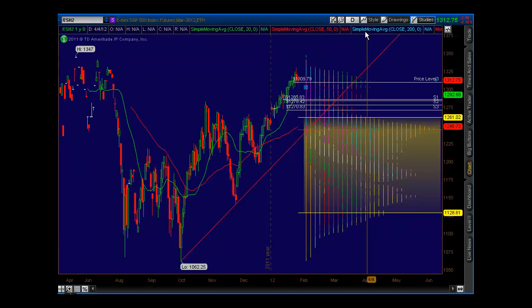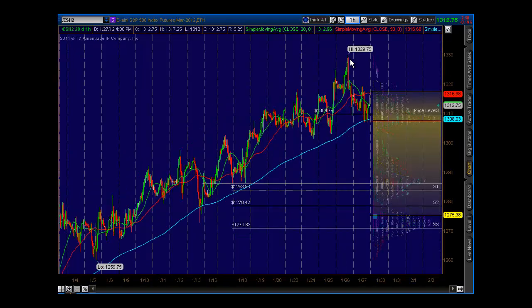In doing so, I'm going to go to a smaller time frame, such as an hourly, so we can only see going back to the beginning of the year. So what I want to point out on this profile, essentially, this is showing you where all the volume traded.